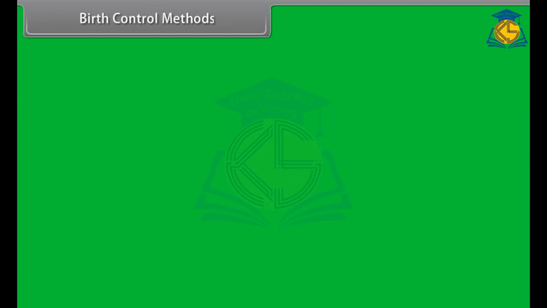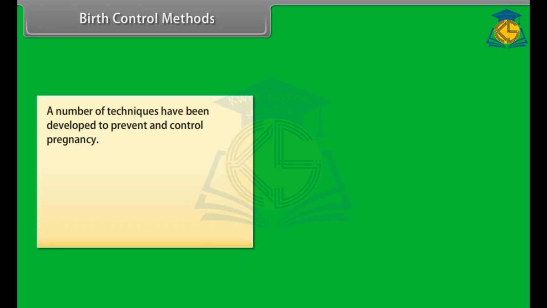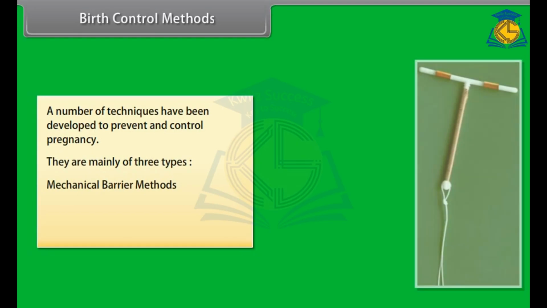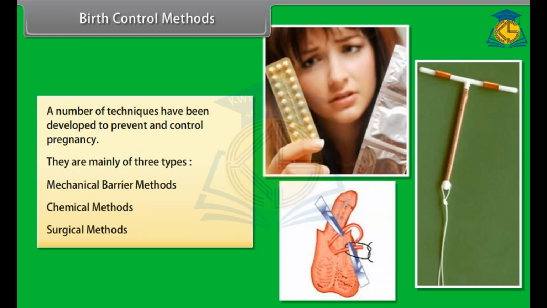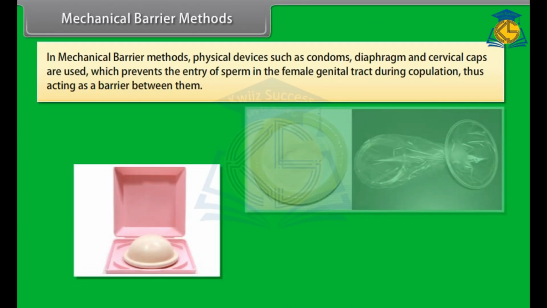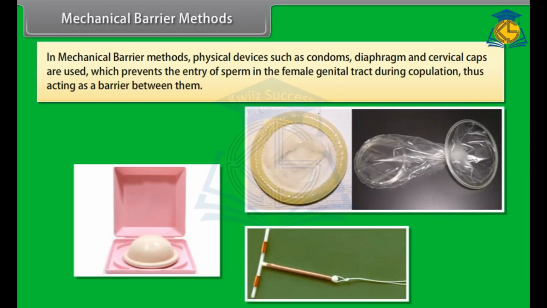Birth control methods. A number of techniques have been developed to prevent and control pregnancy. They are mainly of three types: mechanical barrier methods, chemical methods, and surgical methods. Mechanical barrier methods. In mechanical barrier methods, physical devices such as condoms, diaphragm, and cervical caps are used, which prevent the entry of sperm in the female genital tract during copulation, thus acting as a barrier between them.